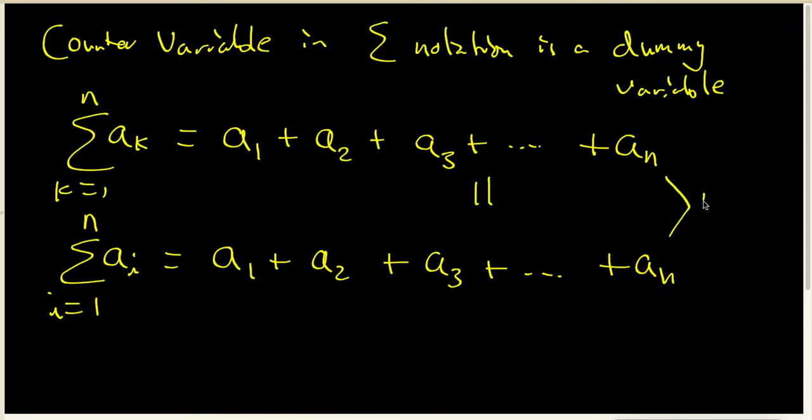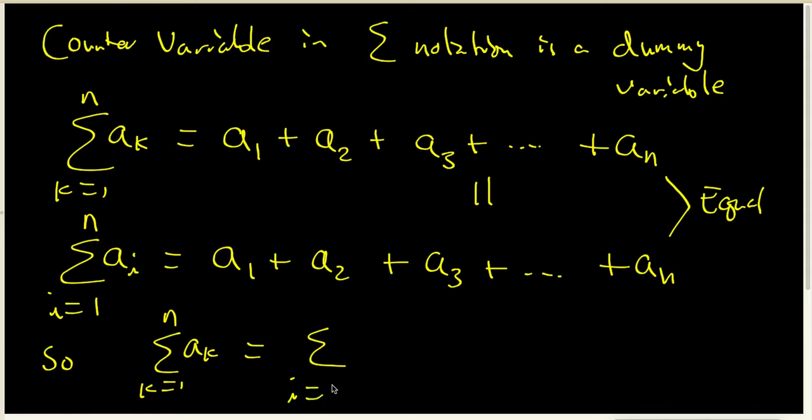These two expressions are equal, and consequently, the summation as k goes from 1 to n of a_k is going to be the same as the summation as i goes from 1 to n of a_i. In other words, the variable that we use to describe the term doesn't matter as long as the starting and ending values of the summation are the same.